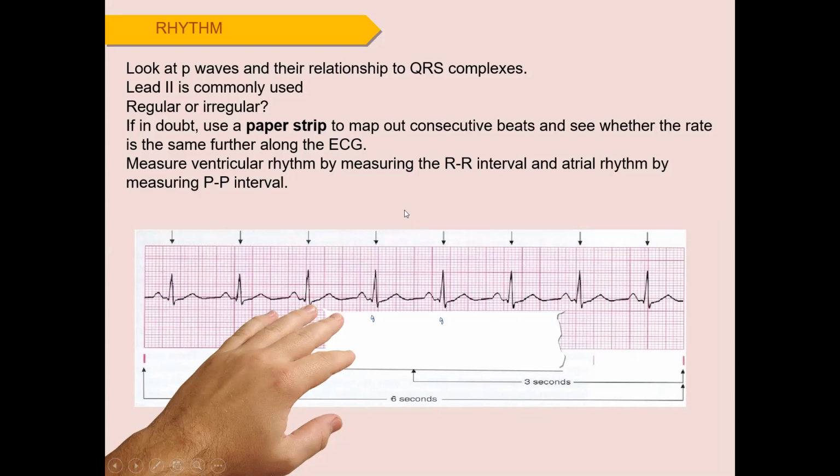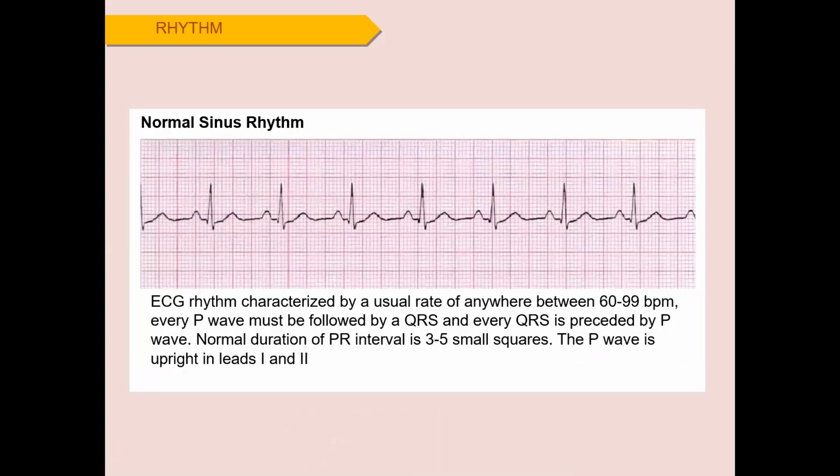Atrial rhythm can also be monitored by using the PP interval. Normal sinus rhythm has a rate between 60 to 99. Every P wave must be followed by a QRS, and every QRS should be preceded by a P wave. Normal duration of the PR interval is 3 to 5 small squares. The P wave is upright in leads 1 and 2. I have already mentioned all these things in my previous presentation on the basics of ECG.